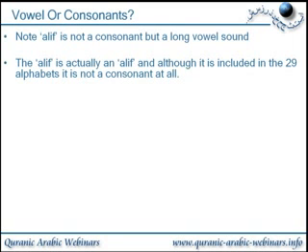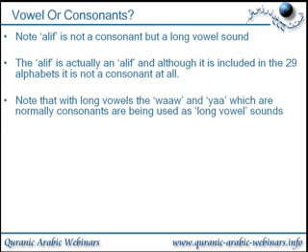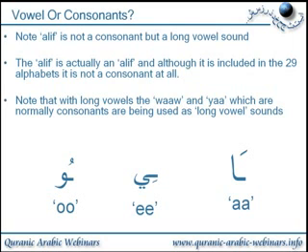The consonant that you see sometimes drawn like an alif is actually the hamza, and I'm going to explain this in a minute. Note that with long vowels, the waaw and the yaa, which are normally consonants, are being used as long vowel sounds. So we know so far that waaw and yaa are in the alphabet, and they would normally be classed as consonants. So let me explain.